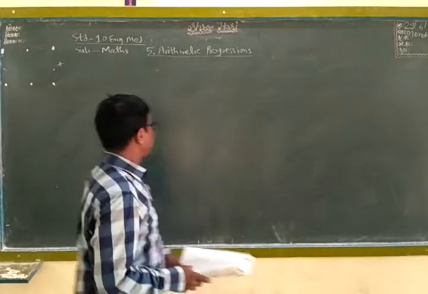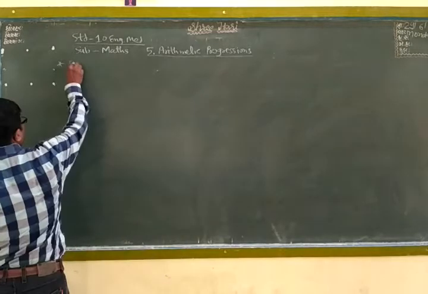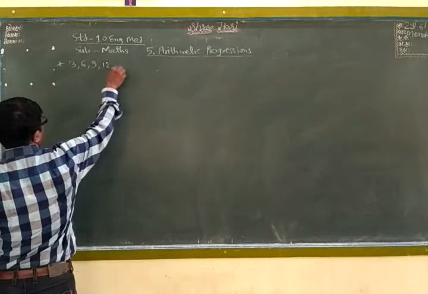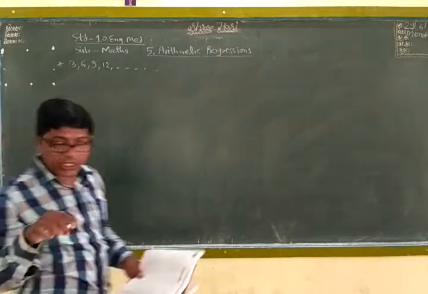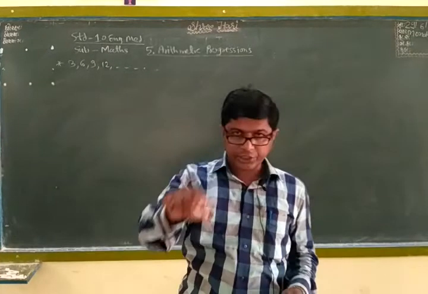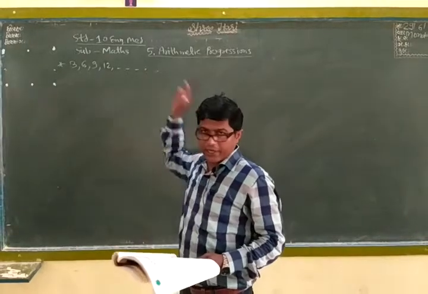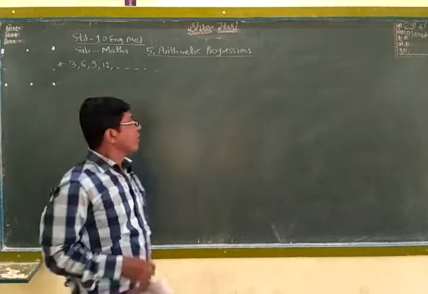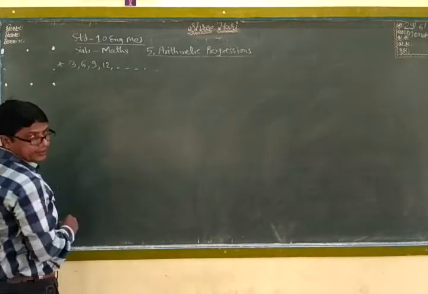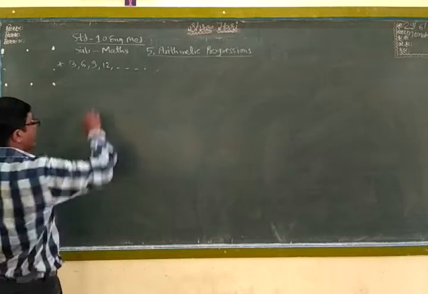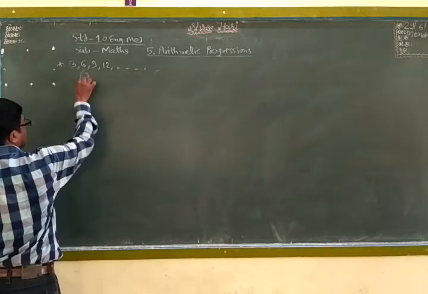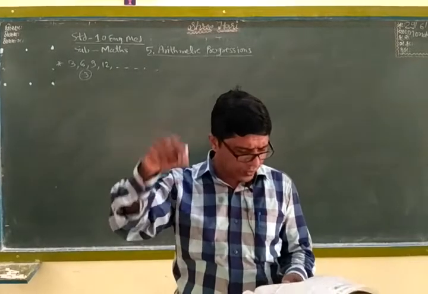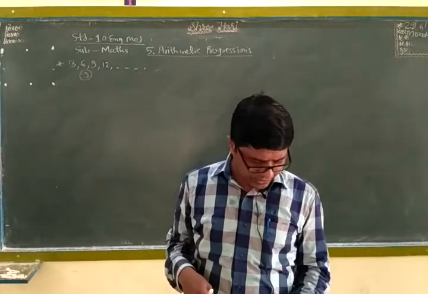Again, I take an example first. Suppose 3, 6, 9, 12. Now I repeat the definition. In a sequence, this is a sequence 3, 6, 9, 12, a fixed number is added. Here you saw first 3 plus 3 is 6, 6 plus 3 is 9, 9 plus 3 is 12. So here 3 is added, and the number which is added is called the common difference of the AP.